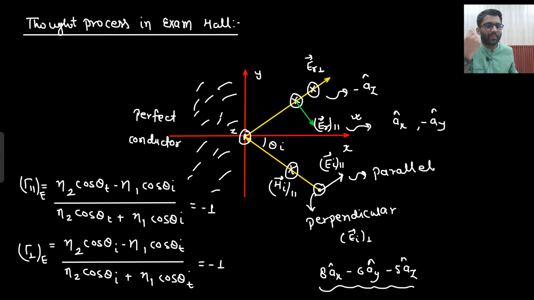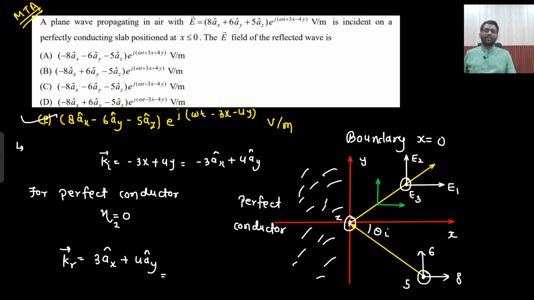Now what about perpendicular polarization? So again it is becoming negative. That means the assumption that we made was incorrect. Basically the assumption we made was that my EI and ER should be in the same direction, but they will be in the opposite. So EI is coming towards you, so ER should be going in. So minus AZ cap would come. And since this is 1, the magnitude will not change. So 8 AX cap minus 6 AY cap minus 5 AZ cap. And that's it. This is how you would have marked the correct option.